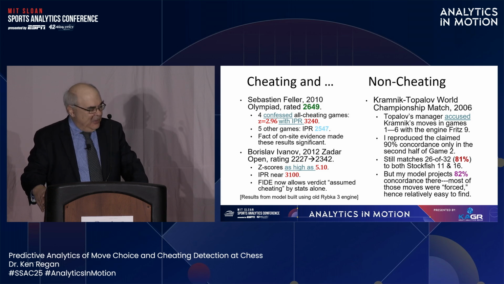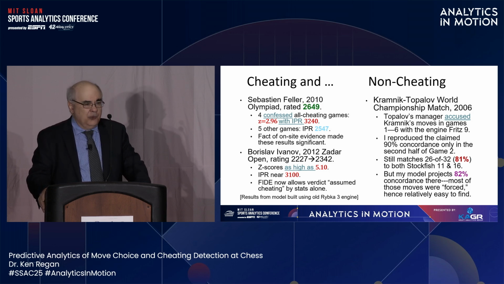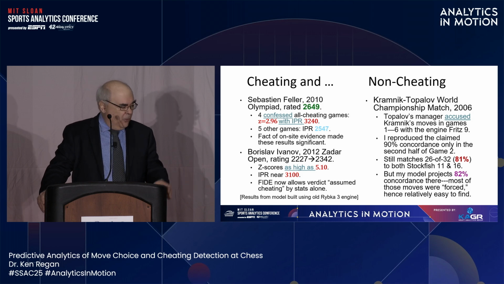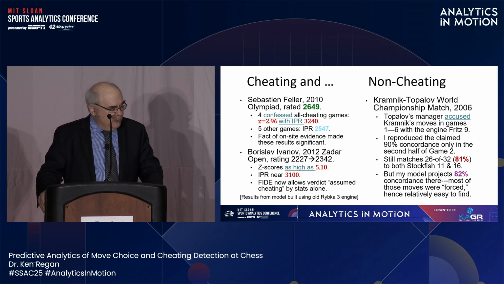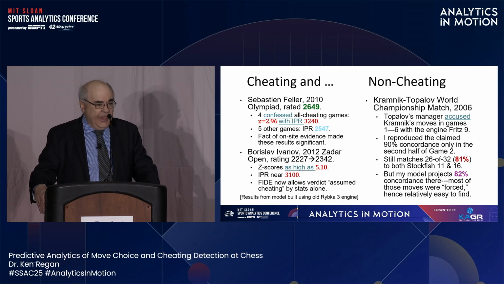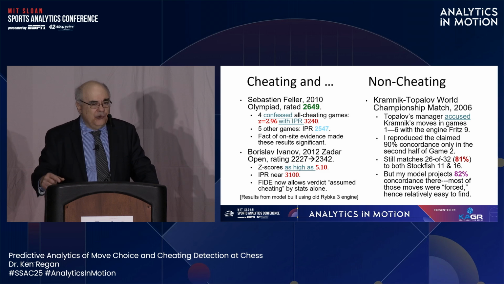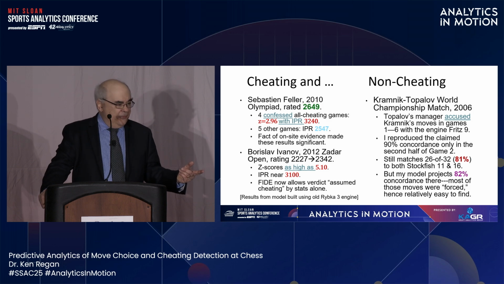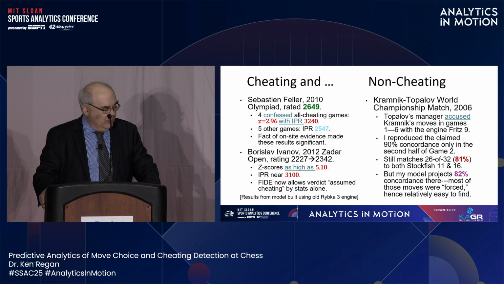So my first big international case was in 2011 with an early but still full-formed version of my model. This was a player, 5th board on the French chess team, Sebastian Feller. This is a confessed case. He had an accomplice on site and an accomplice in Paris who was getting communications and playing the moves on a strong computer program. Okay. So on the 4 confessed games where there was cheating through most of the games, I get a z-score of nearly 3 and intrinsic performance of 3,000.